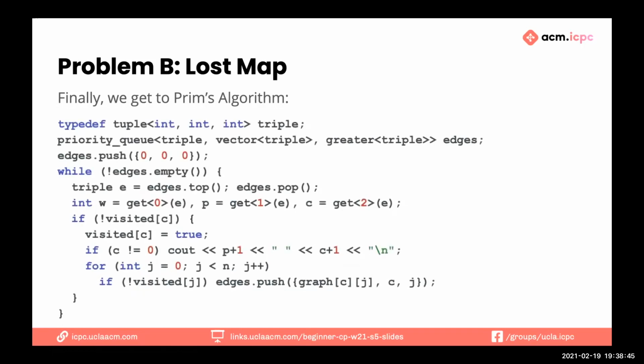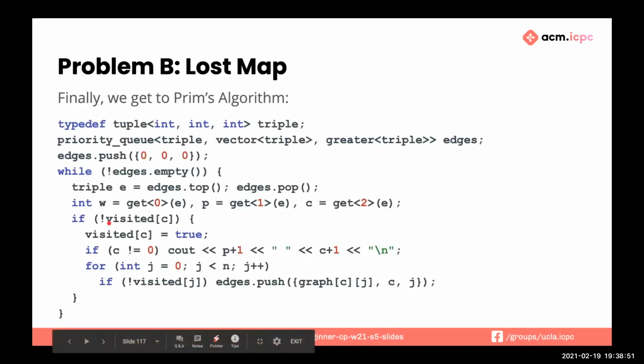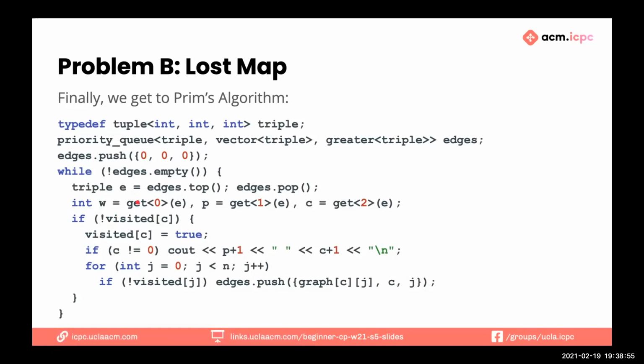Okay, that sort of completes the code. And that's pretty much how you solve problem B, lostmap. Does anyone have any questions on the solution or the implementation?